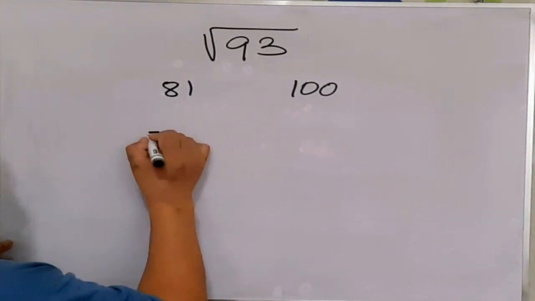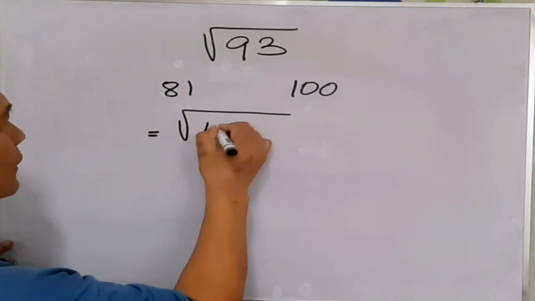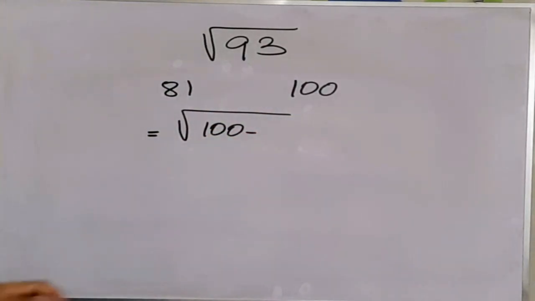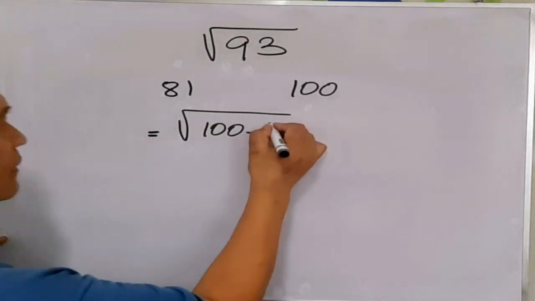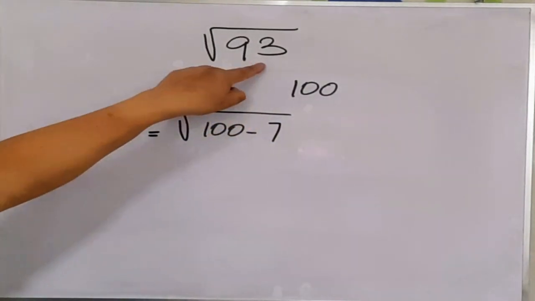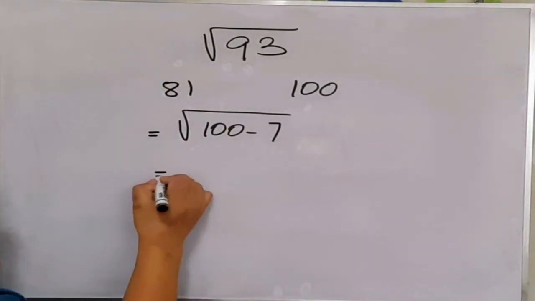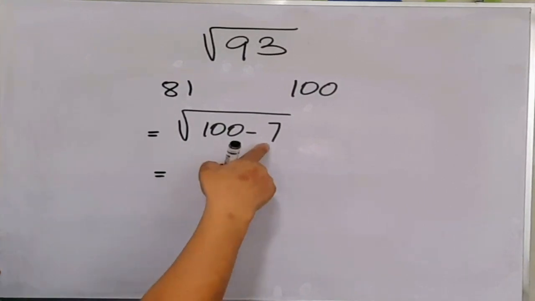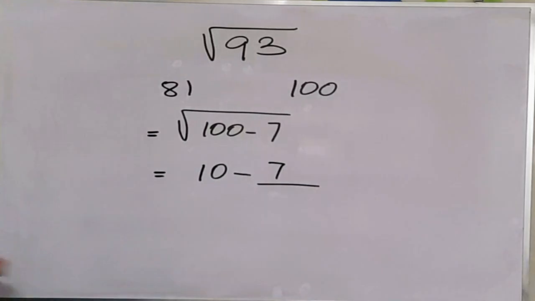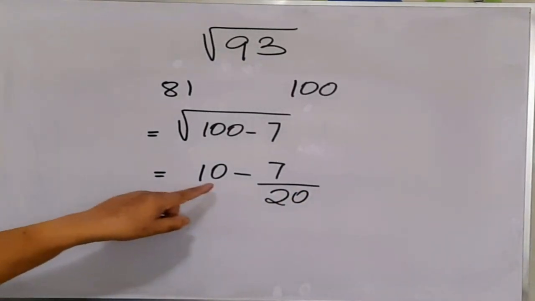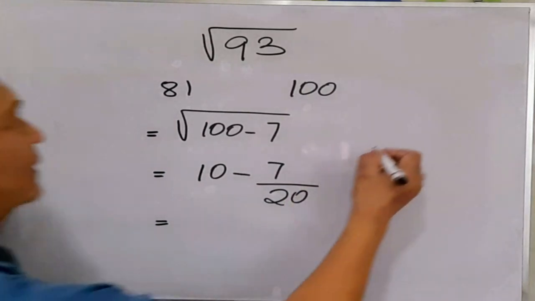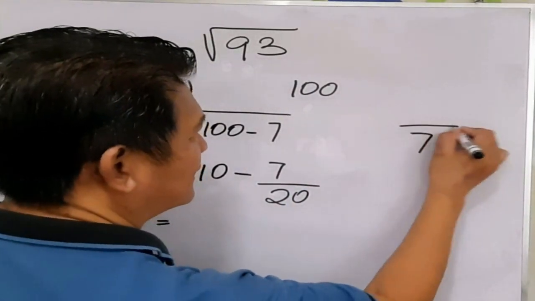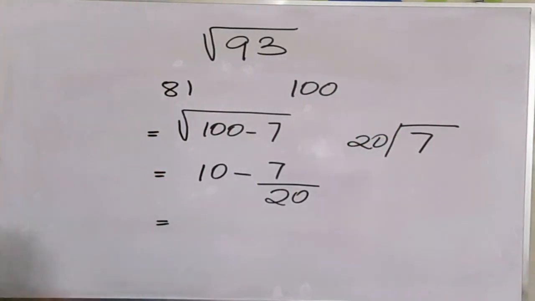And that is the square root of 100 minus 7, because 100 minus 7 is 93. The square root of 100 is 10, minus 7. Double your 10, and that is 20. We will simplify this: 10 minus 7 over 20. So we simplify 7 divided by 20.